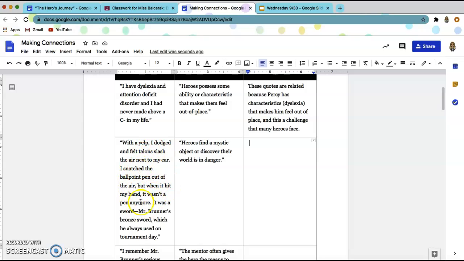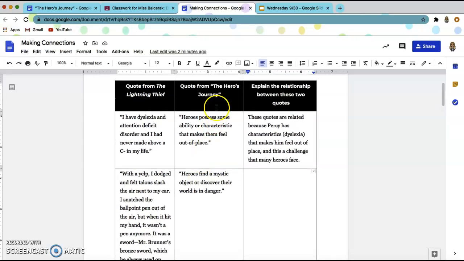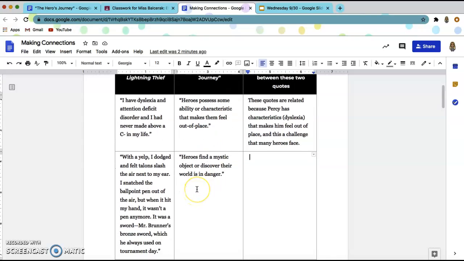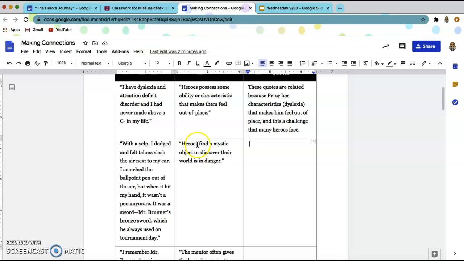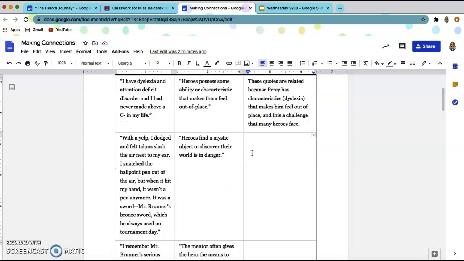But what it really talks about in this section is how he's getting the ballpoint pen and how it turns into a sword. Our quote from the hero's journey says, "heroes find a mystic object or discover their world is in danger." So how are these two quotes related? What do they have to do with one another? Did Percy find a mystic object or a magical object in this text? Or did he discover that his world, or that he, was in danger in this text? Those are some things to think about. And then you're going to write how they are related here.